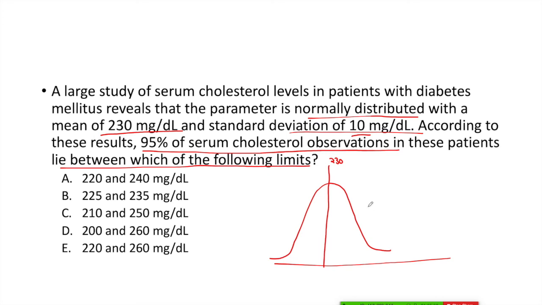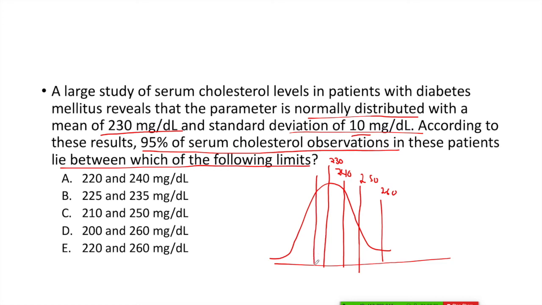So 230 is going to be the mean. That should be the apex of our bell curve. The standard deviation is 10, which means every time we move 10 away, we've moved one standard deviation. So this would be 240. As we move one standard deviation away, two standard deviations away would be 250. Three standard deviations away would be 260.